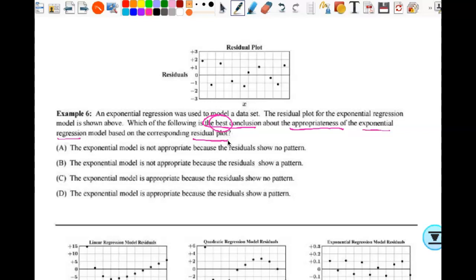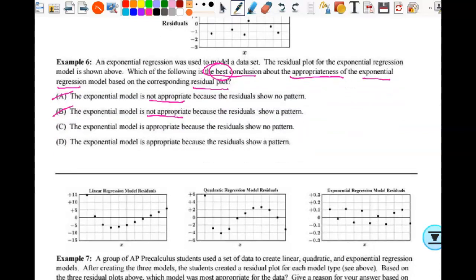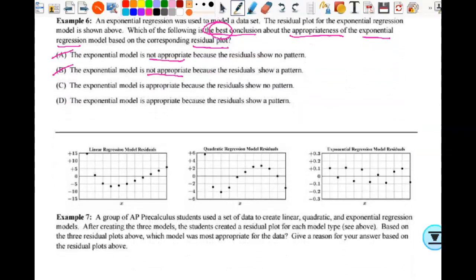Yes. Okay. So A says it's not appropriate and B says it's not appropriate. So I think we can eliminate those two, right? Then you read C and D and decide which one you think is the right answer. Both say appropriate, and the difference is this one says shows no pattern, this one says shows a pattern. What's the answer? C. Everybody good with all that?